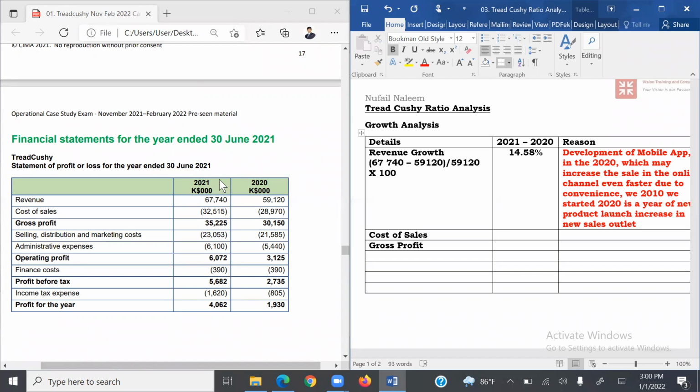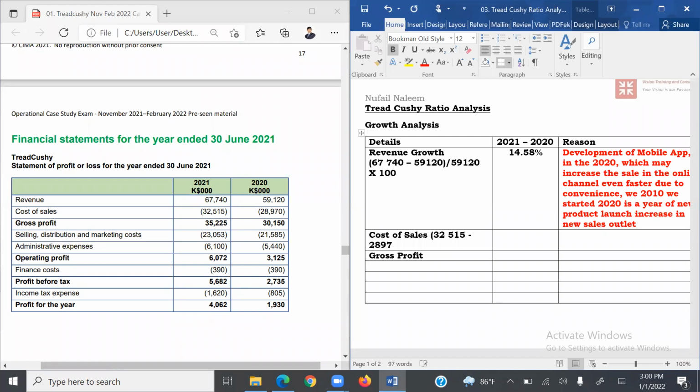Okay, so let's start working, students. Two decimal places is our general target. So, cost of sales. It's not difficult. 32,515, that is the current cost of sales, minus 28,970, and that I'm going to divide by 28,970 again. Students, I will be able to get the correct answer if I multiply it by 100. So let's start doing this first.